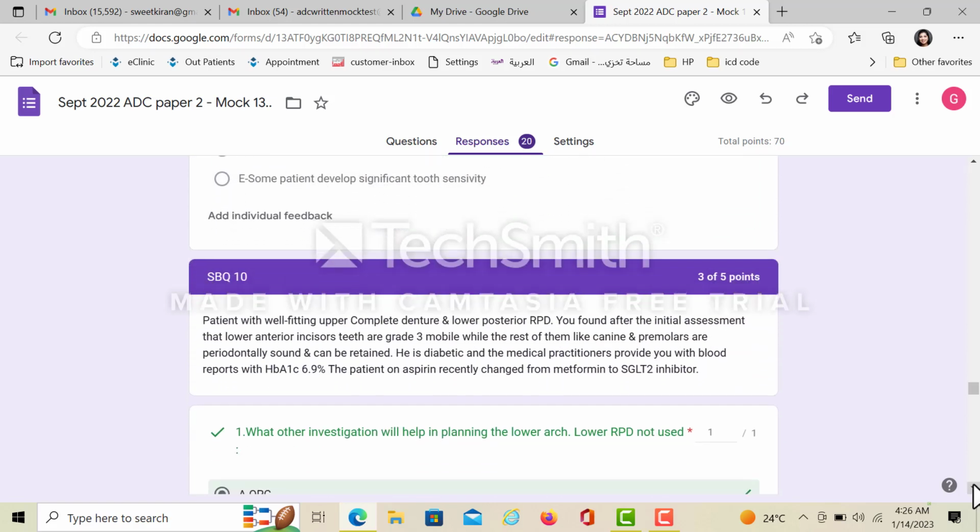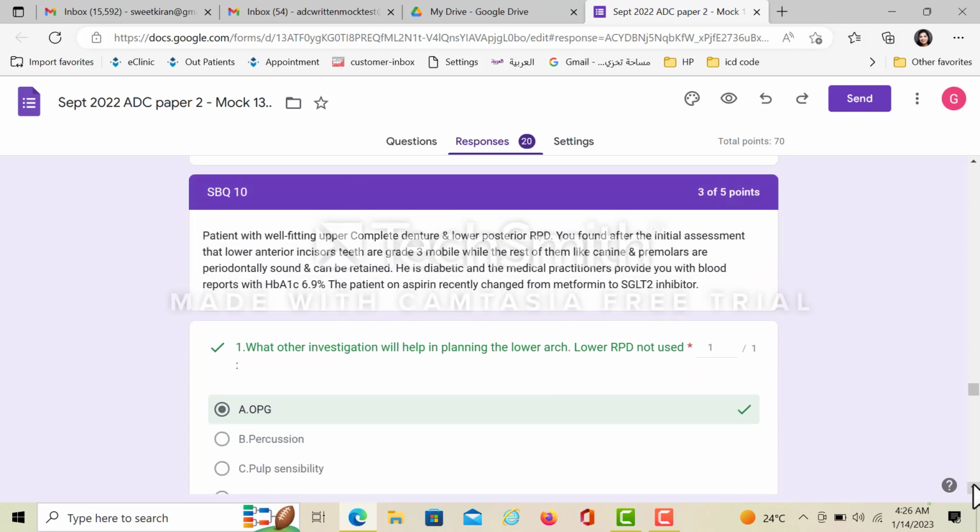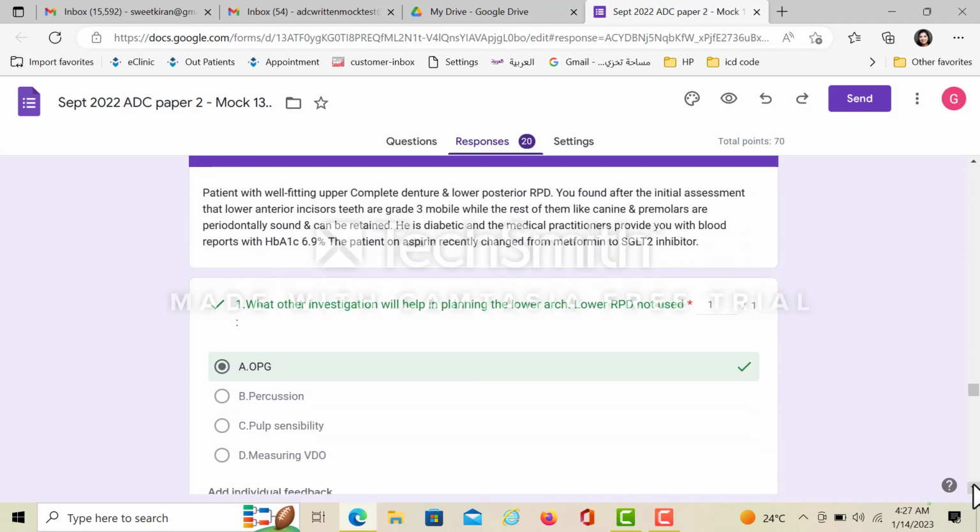And the last question for today, SBQ 10. Patient with well-fitting upper complete denture and lower posterior RPD. So, full upper denture and lower only posterior RPD, meaning the lower anteriors are there, which are natural, meaning a combination syndrome can happen. You found after the initial assessment that the lower anterior incisors are grade 3 mobile, while the rest of them, like canine and premolars, are periodontally sound and can be retained.